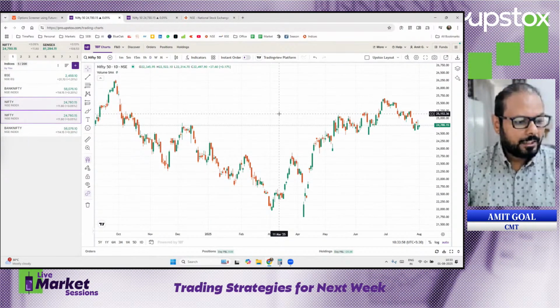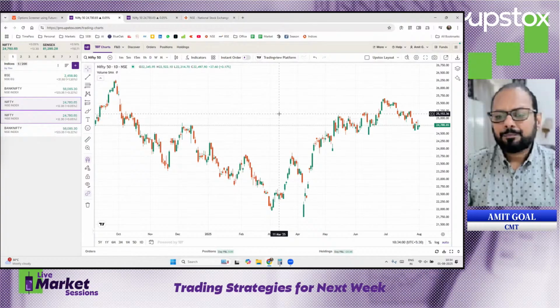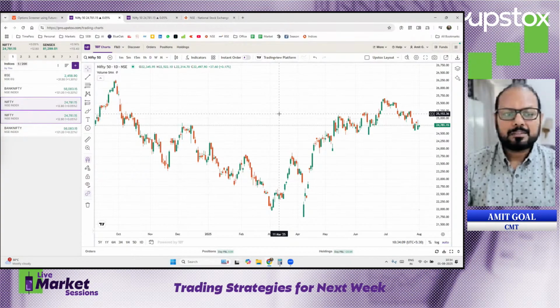All right, friends. I hope you are all able to see the screen. Yes, so this is the Upstox Pro screen on which we can see Nifty's chart. This is the daily chart, and let me give you a quick background about myself. I am a swing or a positional trader.